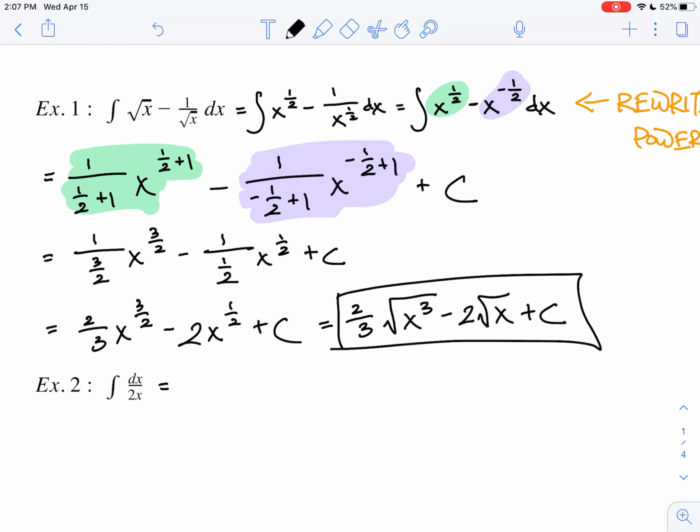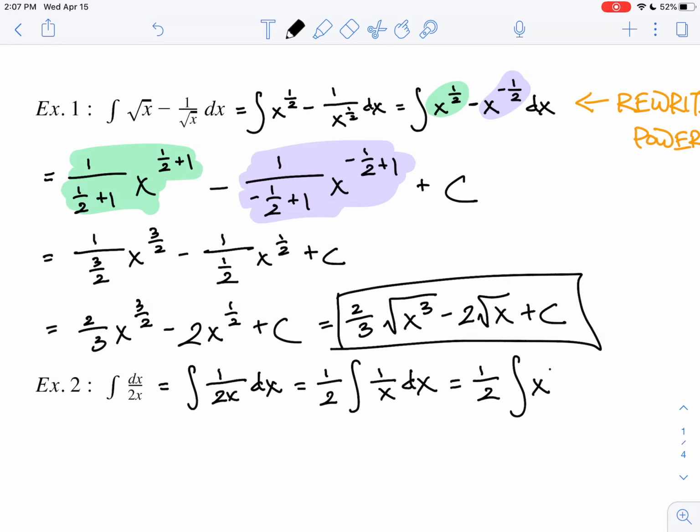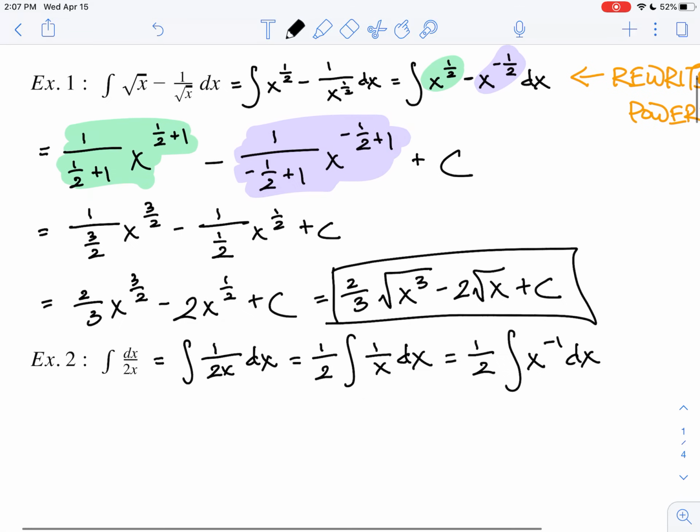Okay, let's take a look at example 2. The integral of dx over 2x. Now sometimes textbooks write the question this way, but this is the same thing as saying the integral of 1 over 2x dx. Sometimes when there's only one term and the fraction's on the bottom, we put the dx on the top, but it means the same thing. Now, I'm going to do a little bit more preparation to make it easy to see the power. I'm going to pull the 1 half out to the front because of the constant multiple rule. I'm left with 1 over x dx. Now, if I wanted to write this as a power, I'd get 1 half the integral of x to the negative 1 dx.